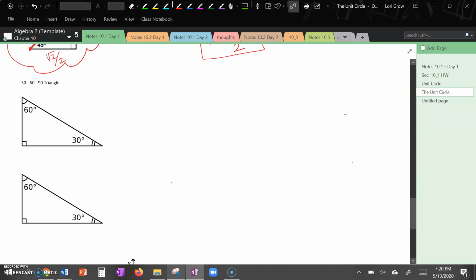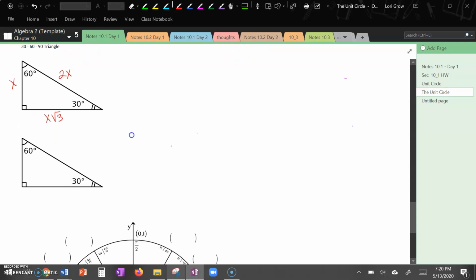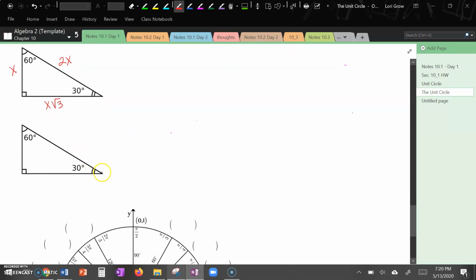A 30, 60, 90 triangle was the other special right triangle you learned about. This relationship was that the side across from 30 was x, the hypotenuse was 2x, and the side across from 60 was x root 3. Again, the 30-degree triangle that you'll see in the unit circle has a hypotenuse of 1. So this math isn't quite as hard. If 1 is the 2x side and you divide to get x alone, you get that x equals 1/2.